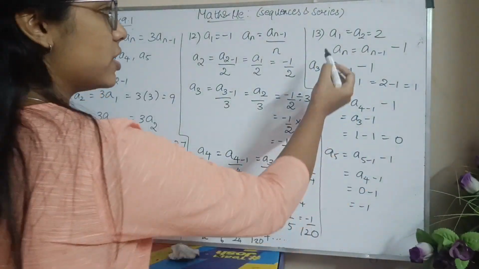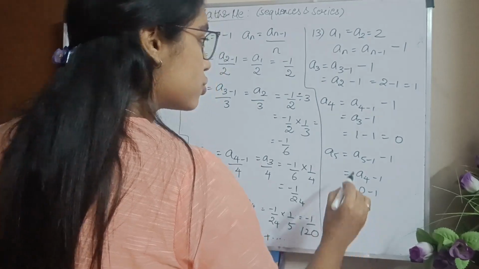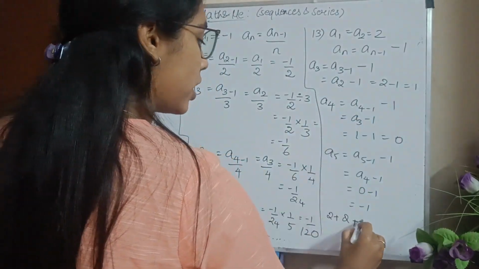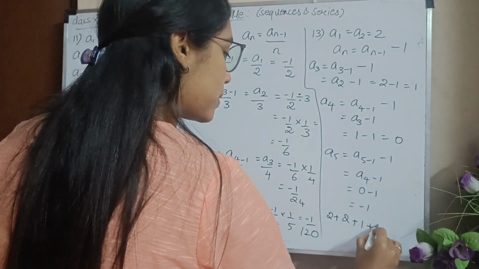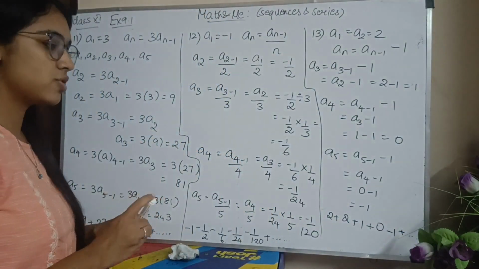So similarly, what will you have here? A1 is 2, A2 is 2. So you'll have the series to be 2 plus 2. What is my A3? 1. What is my A4? 0. So plus 0. A5 is minus 1, plus and so on. Okay, so the value just continues.